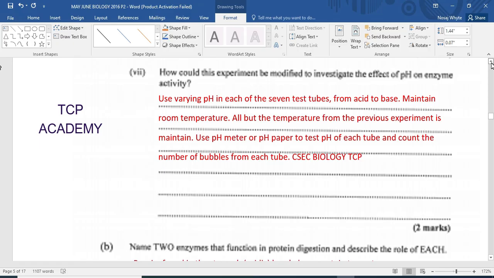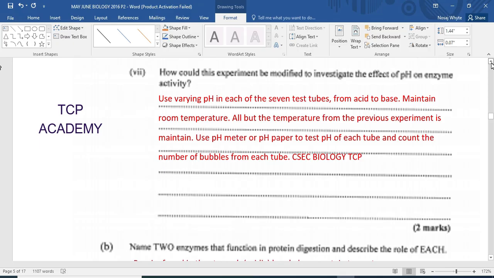Now we're supposed to name 2 enzymes that function in protein digestion and of course describe the role of each. Now for CXC, 3 enzymes are going to come to mind very quickly. The first is going to be pepsin. Everybody will say pepsin. The second is going to be renin. Everybody will say renin. And the third is going to be trypsin.